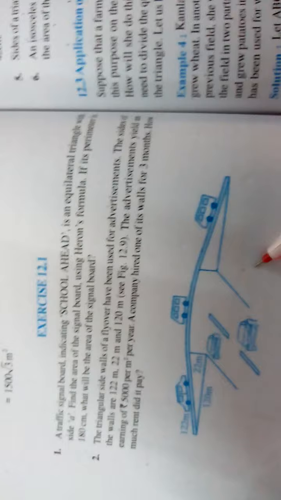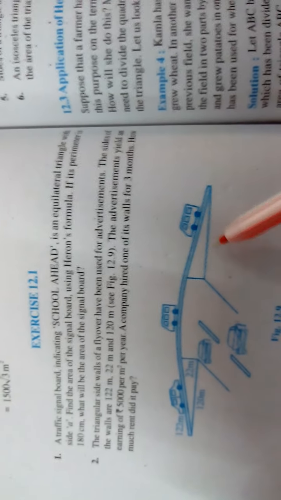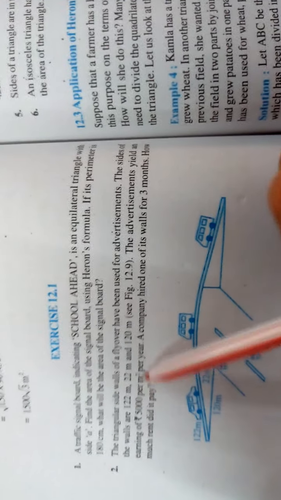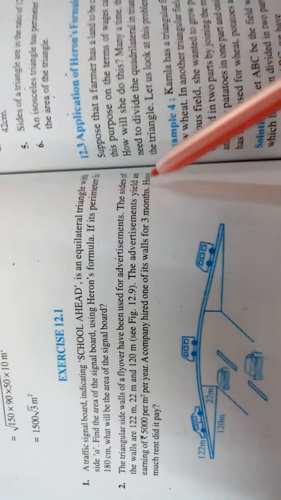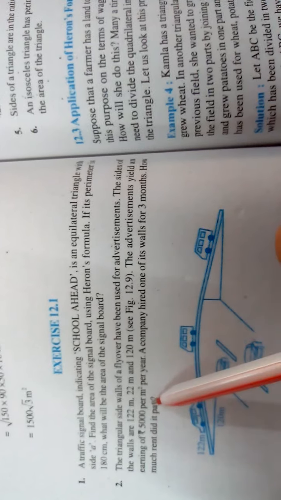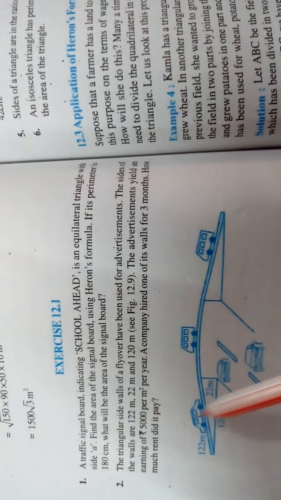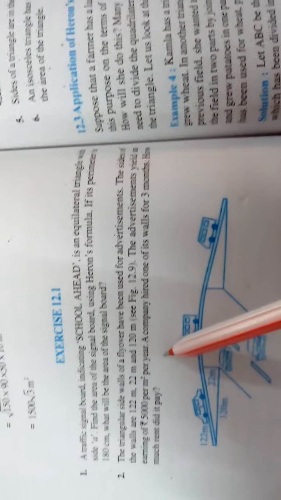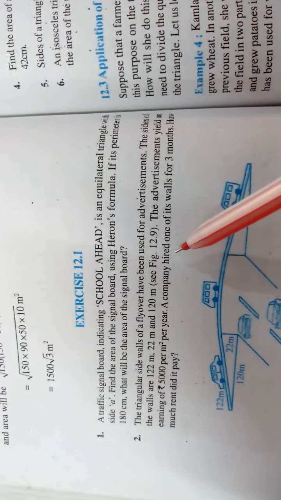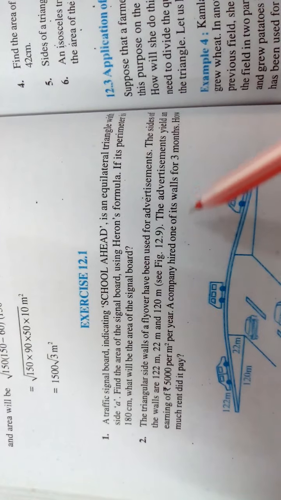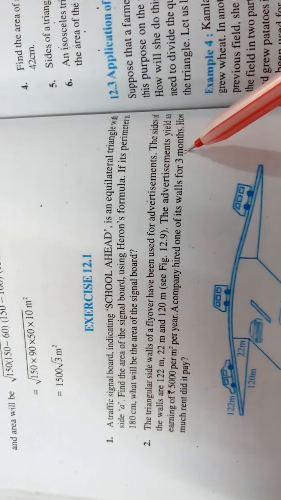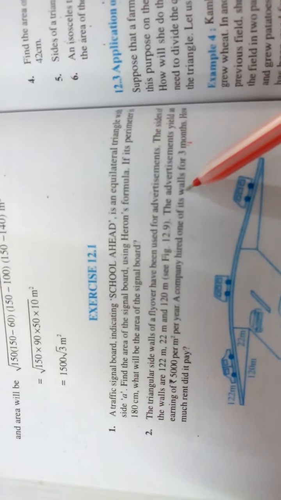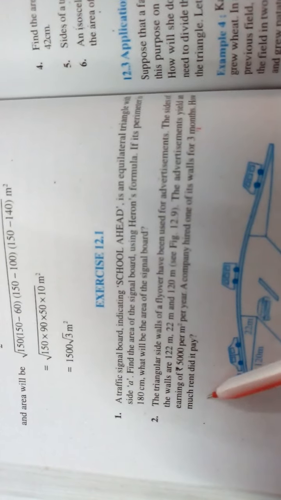The second question is given. There is a figure. There is a two-sided rectangular wall, an overbridge, for advertisement. A company wants to take 120 into 20 into 120. The advertisement yields earnings of rupees 5,000 per meter square per year. The rate of this area is given, 5,000 per meter square per year. The company hires only one wall out of these two for 3 months. So what will you do?